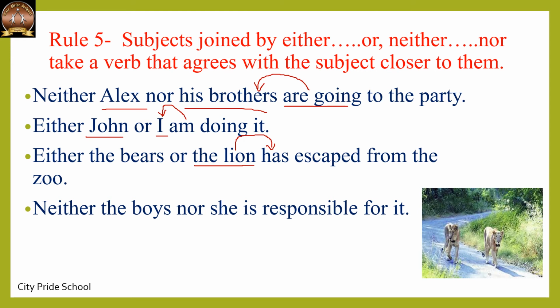Neither the boys nor she is responsible for it. So the boys is a plural subject, and she is a singular subject, but she is closer to the verb, so we are taking "is" as a singular verb. So rule 5 says subjects joined by either-or, neither-nor always take a verb which agrees with the subject which is closer to them.